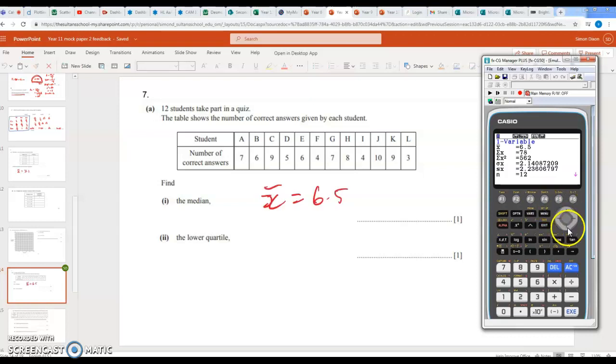Okay, and if you scroll down, you will see these things here. This is Q1, the lower quartile. Hang on, sorry. X barred is 6.5, but actually, interestingly enough, it's not what it asked for. So I've answered a question that wasn't even asked. We were asked for the median. And actually, I can see it here. The median is 6.5. Okay? The lower quartile is Q1, and the upper quartile is Q3. So Q1 is equal to 4.5. So you don't even have to do any work. If you just use your calculator correctly, it will work everything out for you.